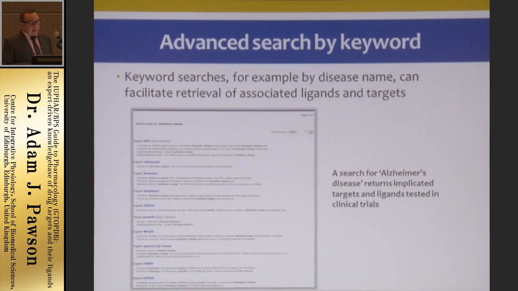You can also search by keywords in the database. So, for example, if you input a search with the words Alzheimer's disease in it, it will return all targets and ligands that have been implicated in Alzheimer's disease that we have in the database. And we're working this up for diseases in total at the moment.